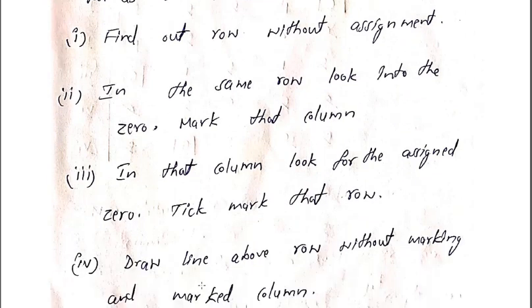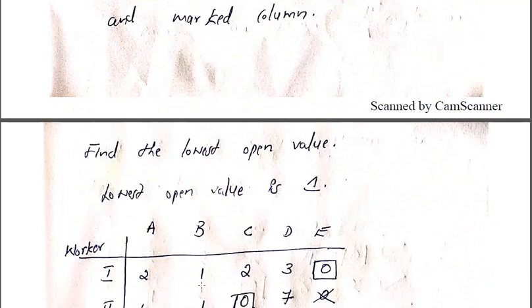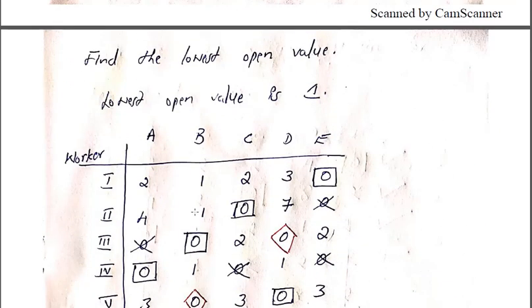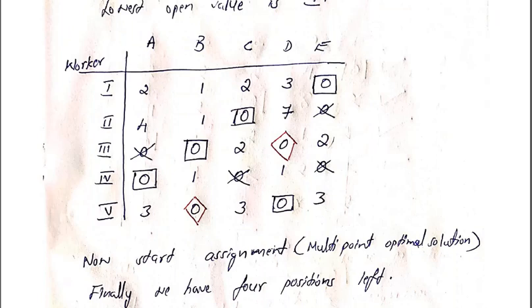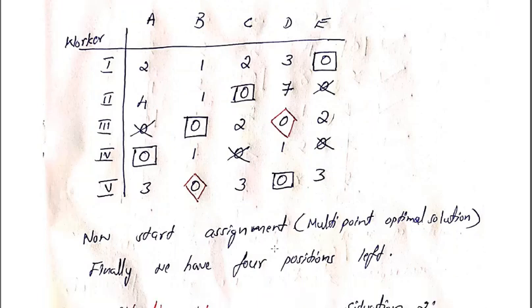Now the next step is to find the lowest open value. The lowest open value is 1. So just subtract that 1 from all other open values, and later add that minimum value to the intersection point. I have already explained that. So now we shall do the assignment.